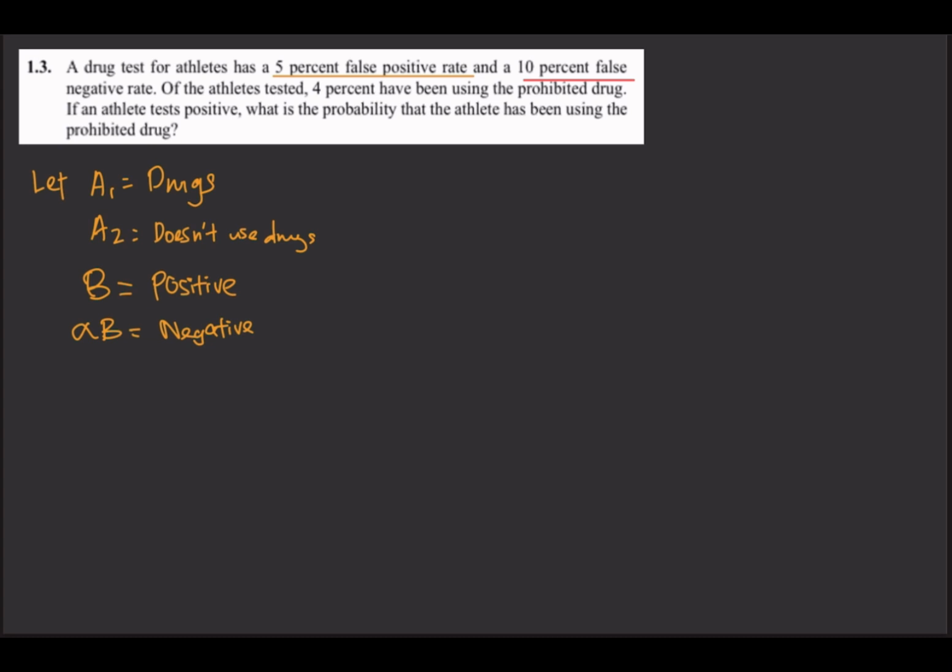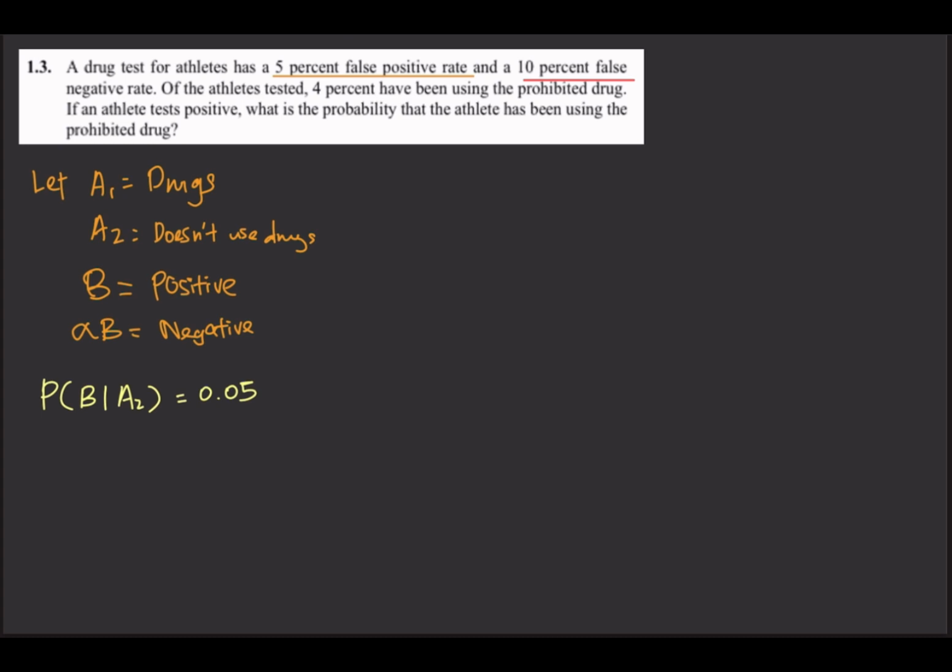A drug test for athletes has a 5% false positive rate. Now, what does that mean? False positive rate means basically the probability that the athlete is not using drugs but tests positive, right? So the probability that the athlete tests positive, given that he's not using drugs, is 0.05.